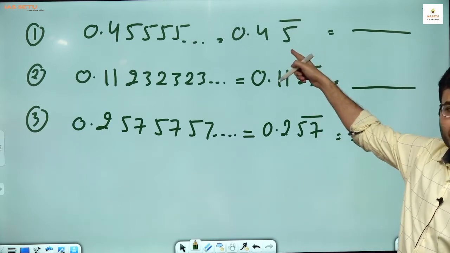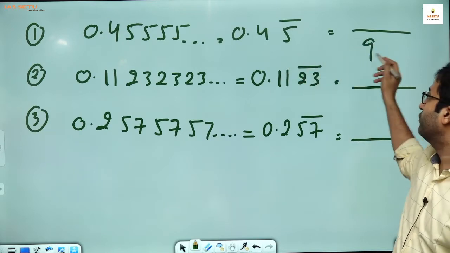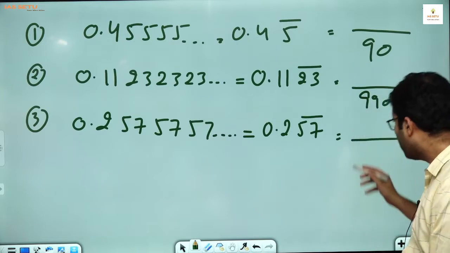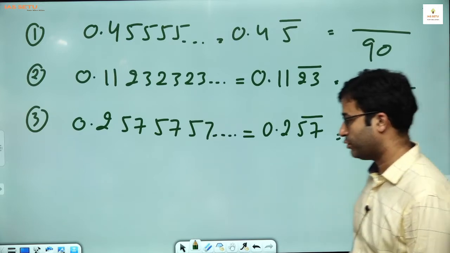As many 9 as many digits in the bar, 1 nine followed by 1 zero. This is double 9 double 0. This is double 9 1 zero.